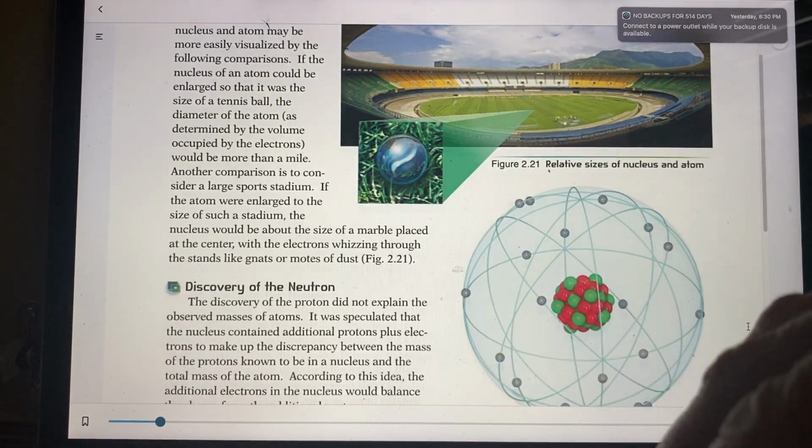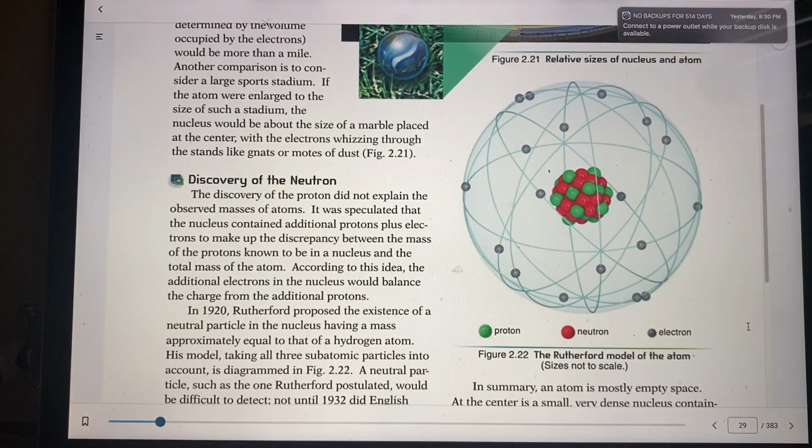Now let's go over to the discovery of the neutron. Rutherford proposed the existence of a neutral particle in the nucleus. So he said, not only do we have protons, we're going to have other things, and these other things he thought were neutrons. The neutral particle would be very difficult to detect. The only way they could detect this particle would be by the mass of the nucleus, right?